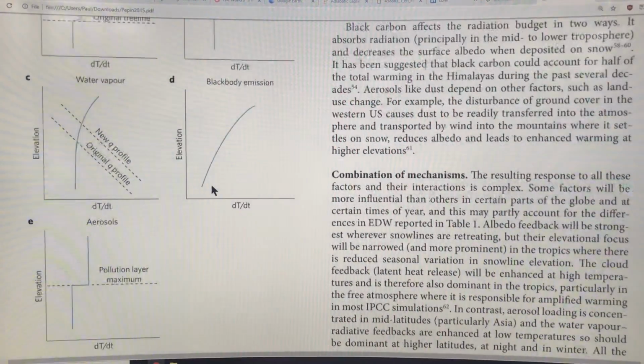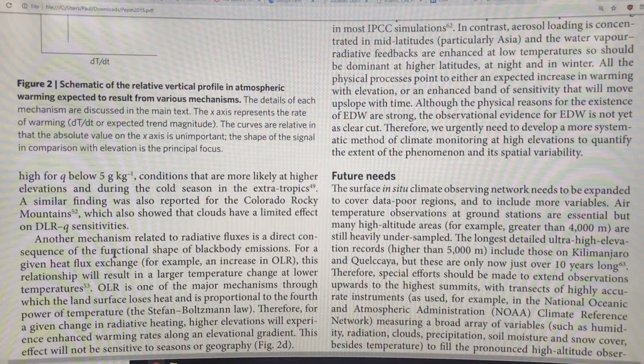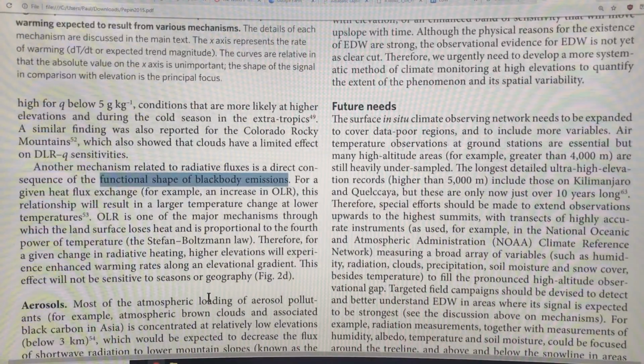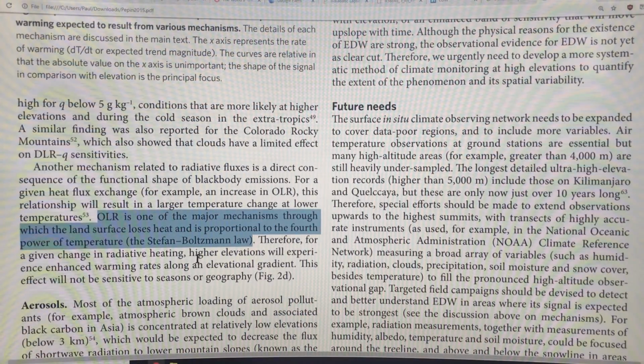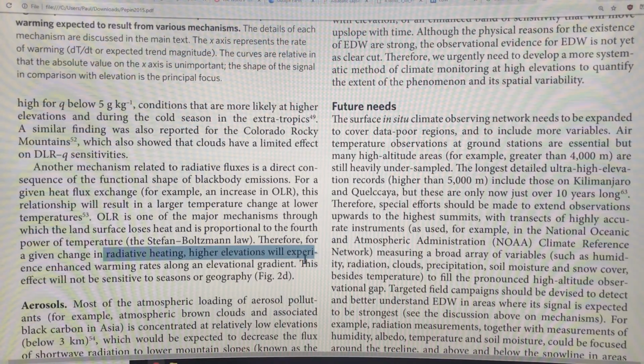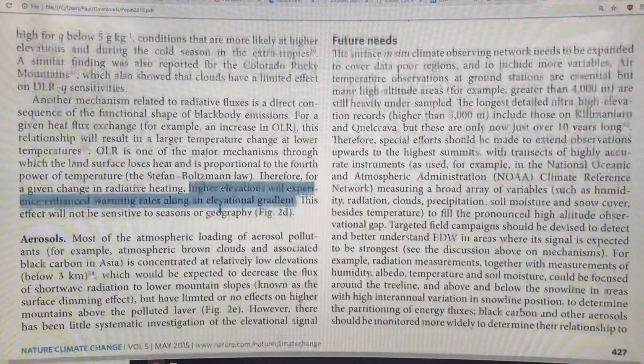Okay, the shape of the black body radiation curve. The functional shape of the black body radiation curve can also change, as it goes as the Stefan-Boltzmann law. The outgoing long-wave radiation is one of the major mechanisms through which the land surface loses heat. It's proportional to the fourth power of temperature. So for a given change in radiative heating, higher elevations will experience enhanced warming rates because the initial temperature is smaller. So what it's saying is that where the temperature is much, much lower already, the warming rate can be larger just from the nature of this black body radiation effect.